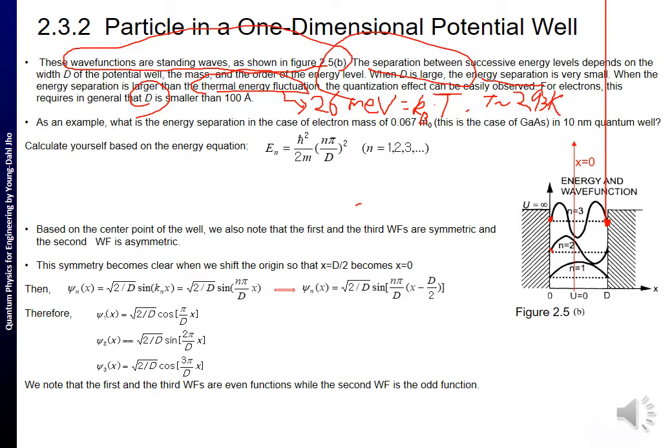Alright, so if this separation is like 26 milli electron volts, similar to thermal energy, then it's very hard to recognize the energy separation. So that's what we are saying here. When the energy separation is larger than the thermal energy fluctuation, the quantization effect can be easily observed. For electrons, this requires in general that d is smaller than 100 angstrom or 10 nanometers. This is often called the quantum well width.